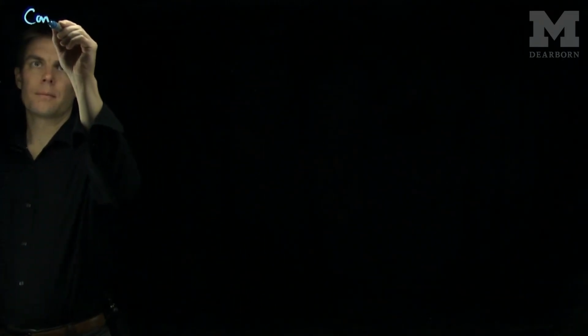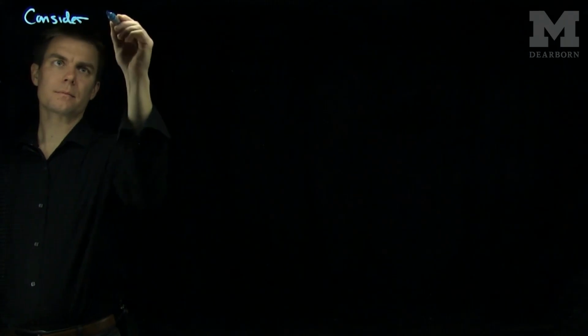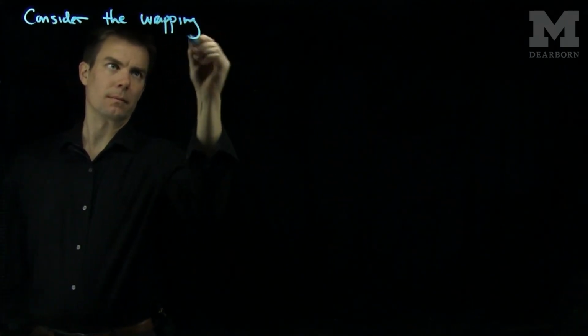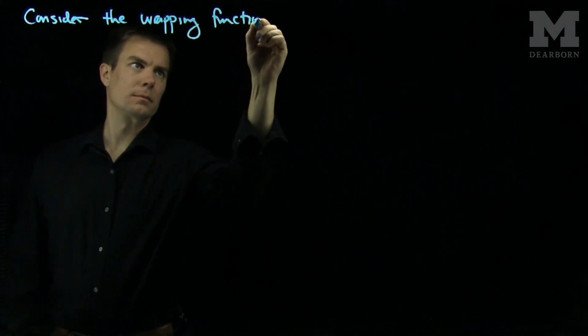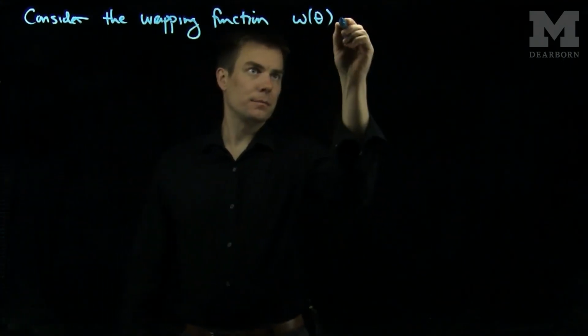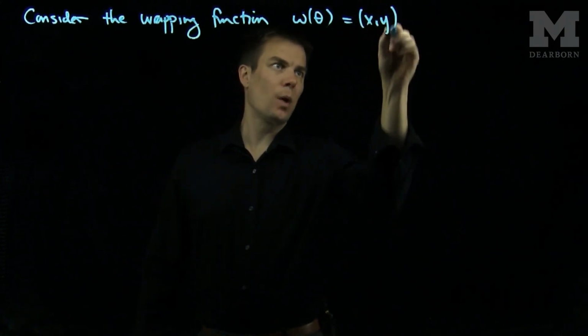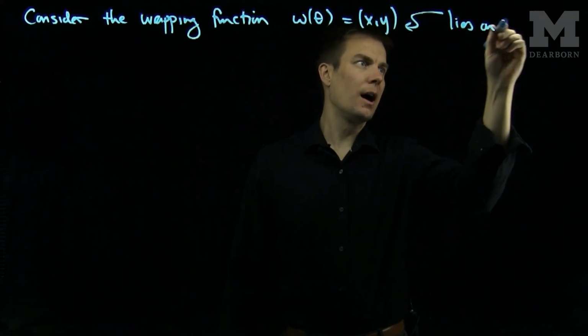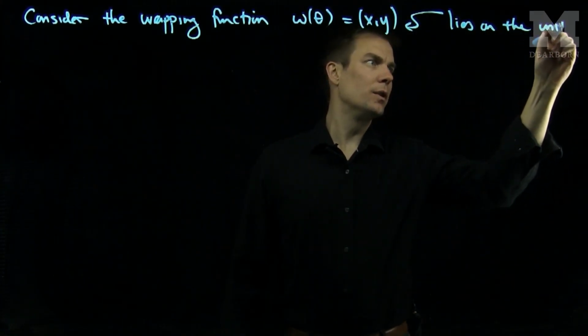In this video, we'll discuss how to define the trigonometric functions using the wrapping function. We will consider the wrapping function, omega theta, which is always a point x, y, and this point x, y lies on the unit circle.